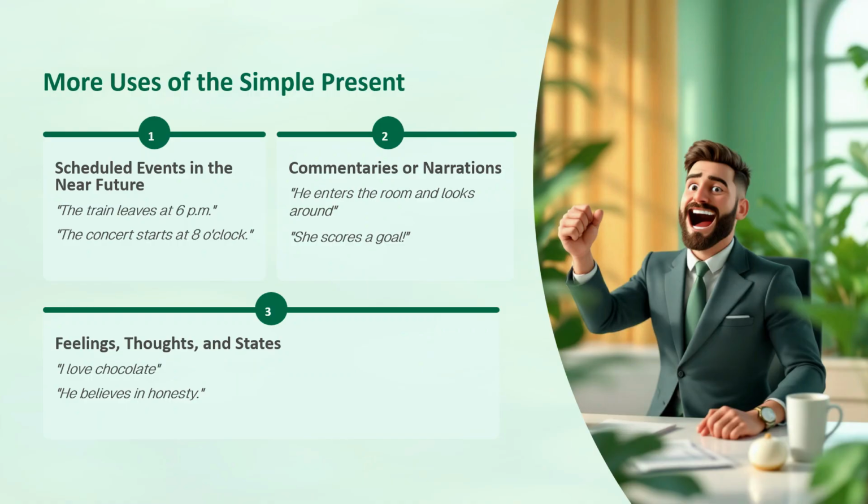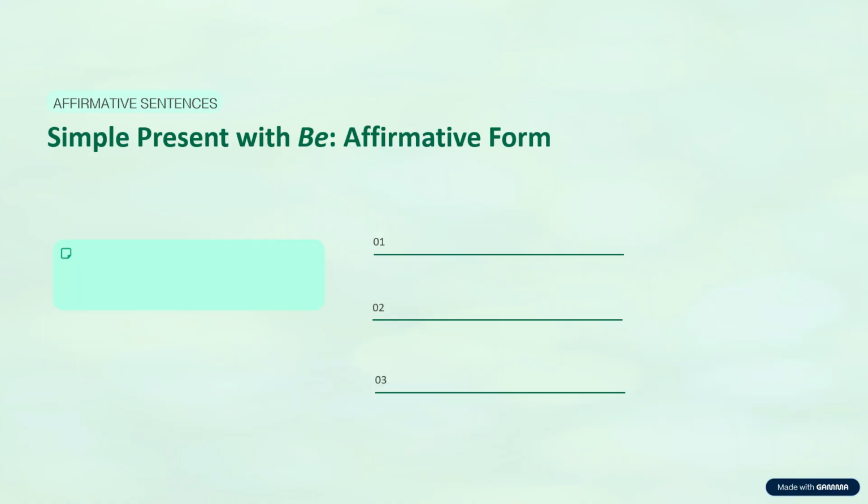Alright, let's now start by focusing specifically on affirmative sentences in the simple present with be, looking at their forms and how they are used in different contexts. In the simple present, affirmative statements with be are very easy to use. The verb be has three forms in the present tense: am, is, and are. We use am with I, is with singular third-person subjects like he, she, or it, are with plural subjects or with you, we, and they.